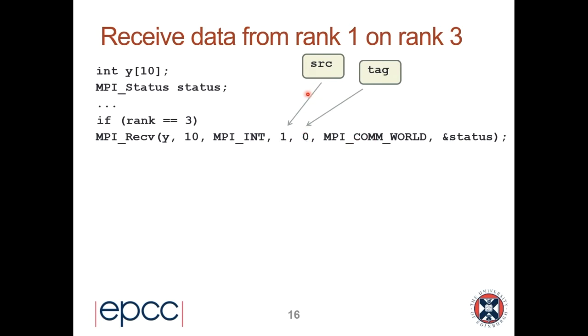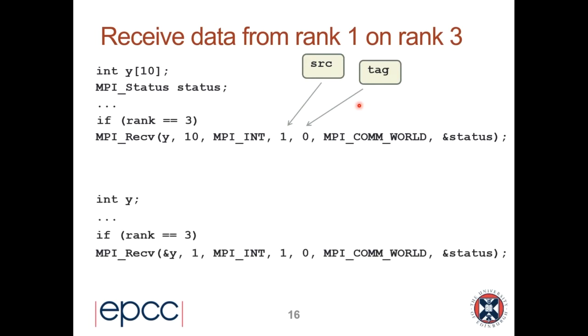So this is a requirement. I'm saying I'm going to wait for a message from source equals 1 with tag equals 0 in MPI_COMM_WORLD. If there's a message from somebody else, I ignore it. If there's a message with the wrong tag, I ignore it. If there's a message in a different communicator, I ignore it. So these are requirements. It must come from rank 1. It must be tag 0. Luckily, it works the way we've done it.